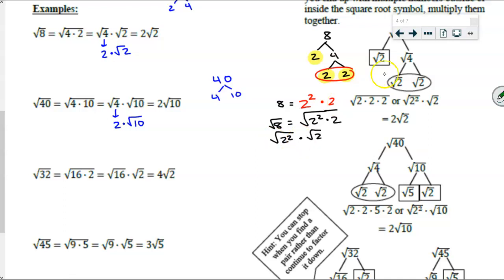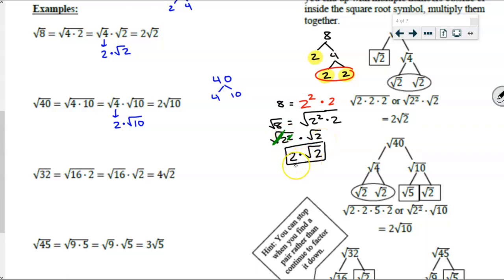Now, do you remember when we were solving our equations involving squares, how a square and a square root would undo each other? That's exactly what's happening. This square and this square root, they undo each other. So what is it that I have left? 2. And what is it multiplied by? The square root of 2.